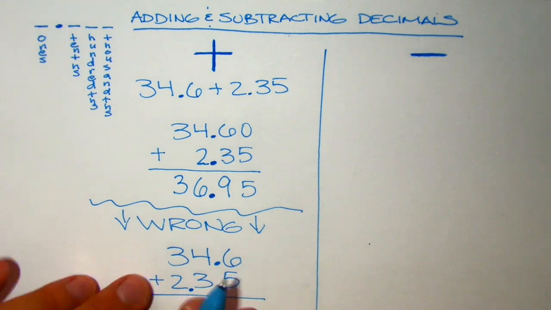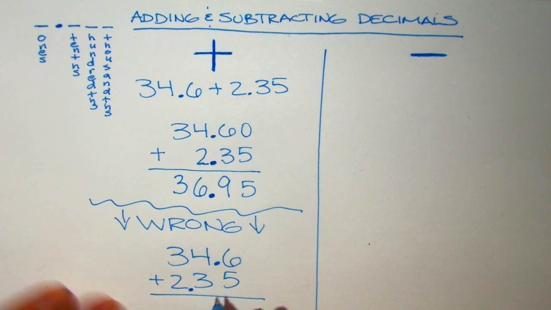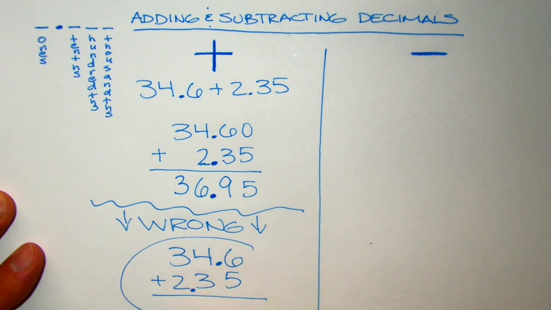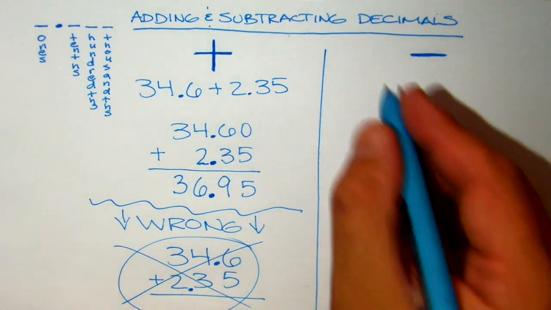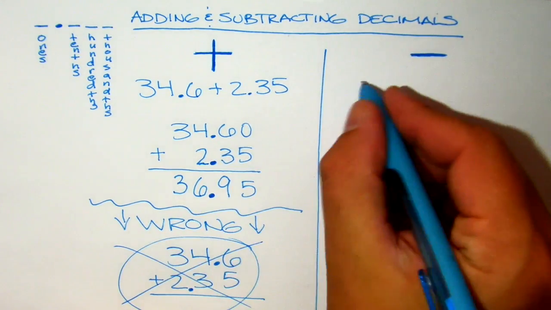Right? So this, I know, would not make sense. So we line up decimals, not digits. So do not line up digits, line up decimals. All right, let's now look at subtraction.